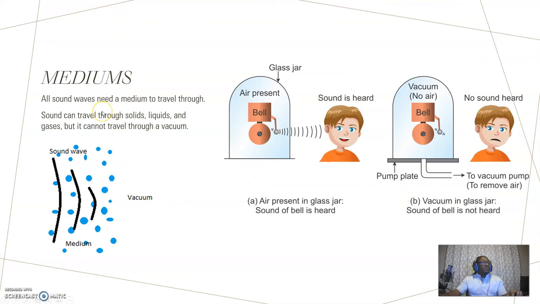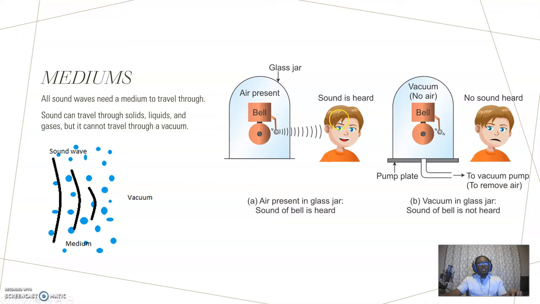And last but not least, mediums. Gotta mention mediums when we're talking about sound waves. So all sound waves need to travel through some sort of medium. They cannot travel through empty space. So you can't hear sound in space, where there are no gas particles, no liquids, no solids. Sound can travel through all three of those mediums, but it cannot travel in a vacuum where there is nothing present, because there are no particles to move.